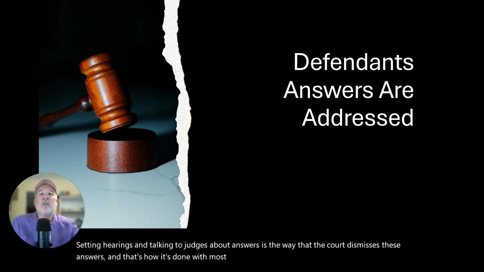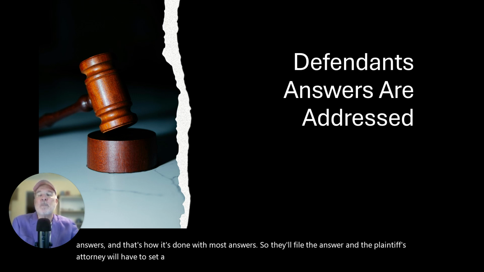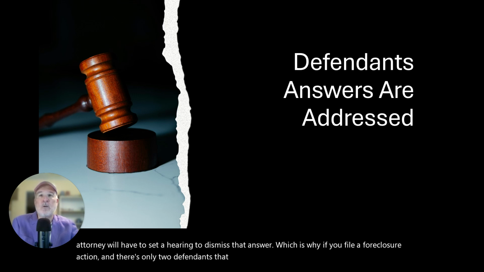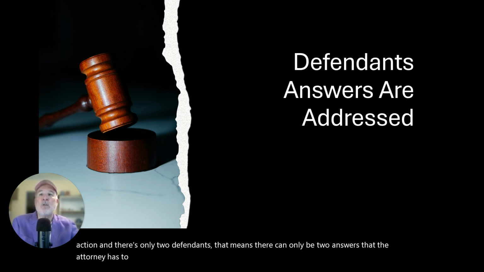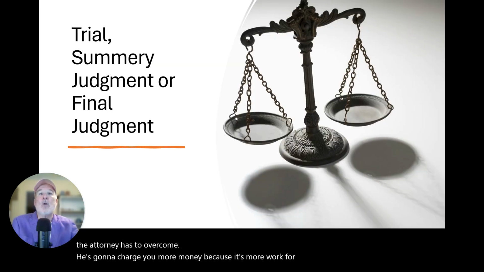So they'll file the answer, and the plaintiff's attorney will have to set a hearing to dismiss that answer, which is why if you file a foreclosure action and there's only 2 defendants, that means there can only be 2 answers that the attorney has to overcome. If, on the other hand, there's 50 defendants and there's 50 answers the attorney has to overcome, he's going to charge you more money because it's more work for him. Okay, or her, by the way.